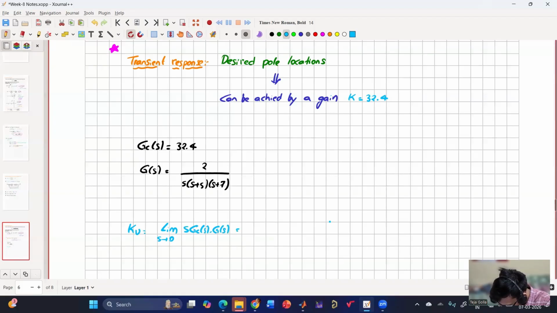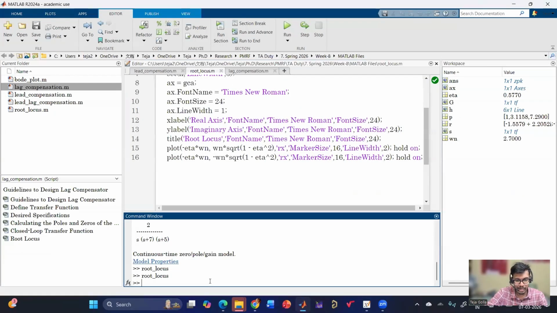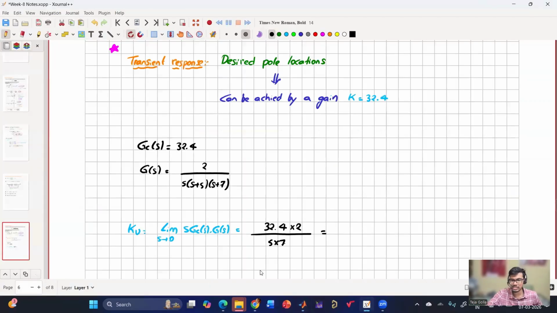So if you calculate, we will be getting 32.4 into 2 by 5 into 7. So let us calculate how much is this. I'll use MATLAB. I don't have a calculator with me. So 32.4 into 2 by 5 into 7. So 1.8514. So it is lesser than 10. 1.8514, and it is less than 10.